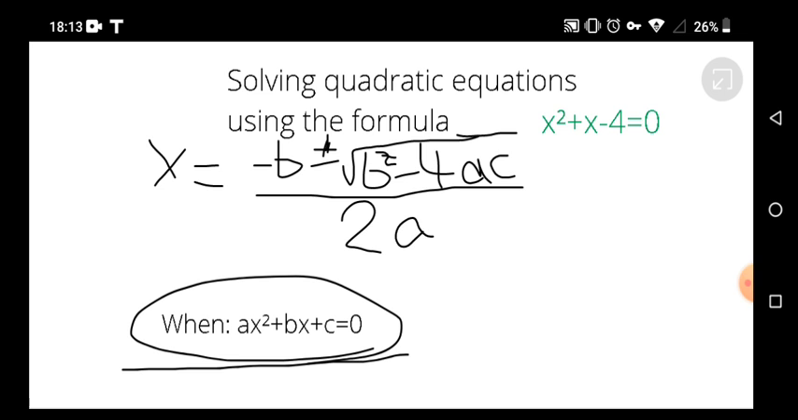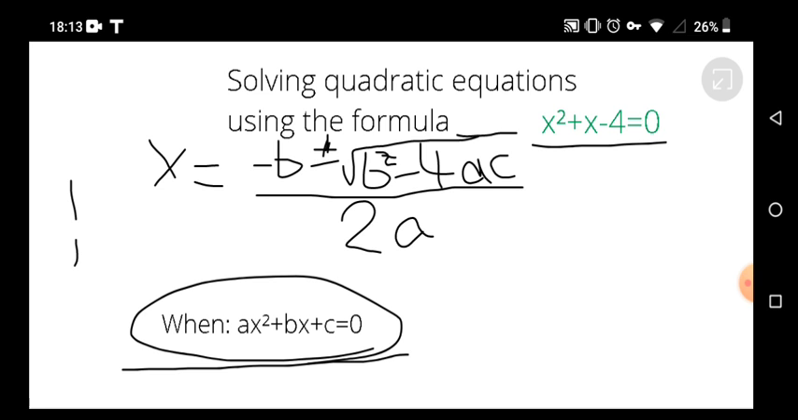So, first of all, let's look at what a, b, and c are. We need to find what they are. For this green one I've got here, line that. Boom. A is what's in front of the x squared, that would be 1. B, what is in front of the x, that is also 1.